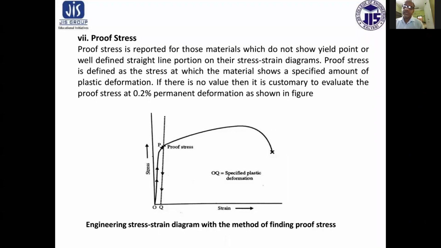Proof stress. Proof stress is reported for those materials which do not show a yield point or a well-defined straight line portion on their stress strain diagram. Proof stress is defined as the stress at which the material shows a specific amount of plastic deformation. If there is no specified value, then it is customary to evaluate the proof stress at 0.2% permanent deformation as shown in the figure.